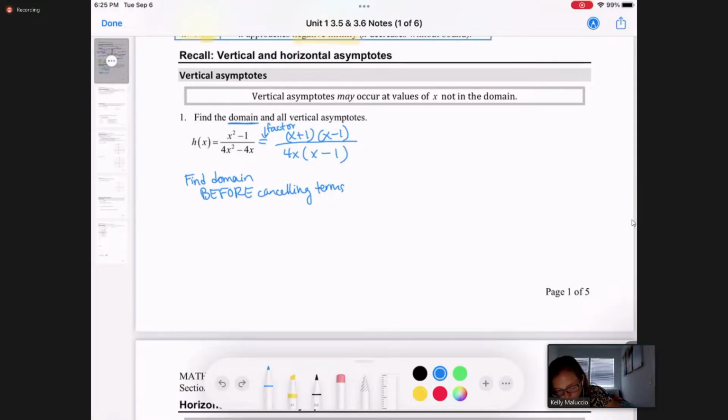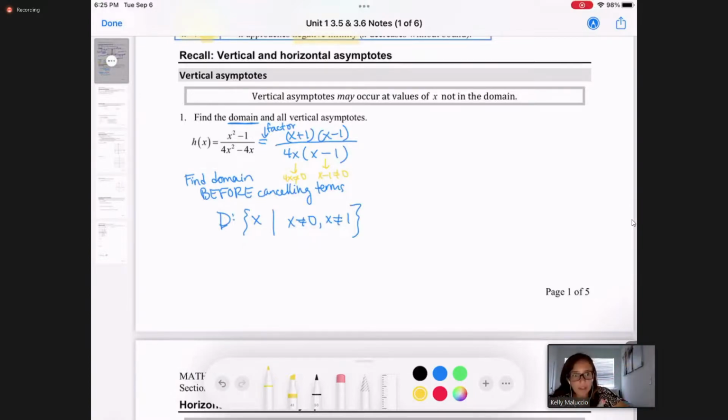So to find our domain, in this case, I'll write it the way that we did the other day, in that bracket notation or something. So x such that x is not equal to 0 and x is not equal to 1. And I know this just because I would set 4x, which cannot be 0, and x minus 1, which cannot be 0. And then I would just divide by 4 and add 1 to both sides, right?